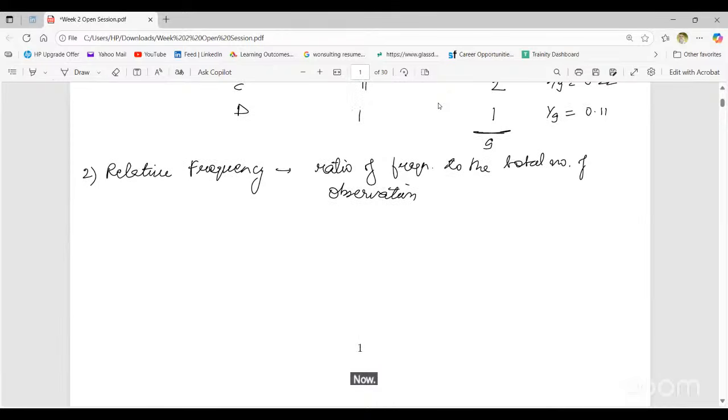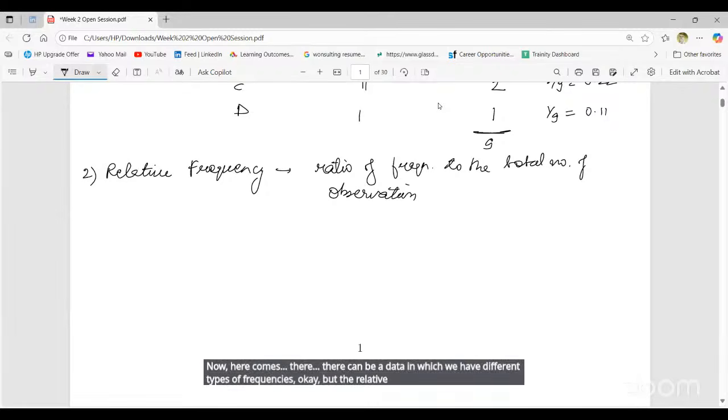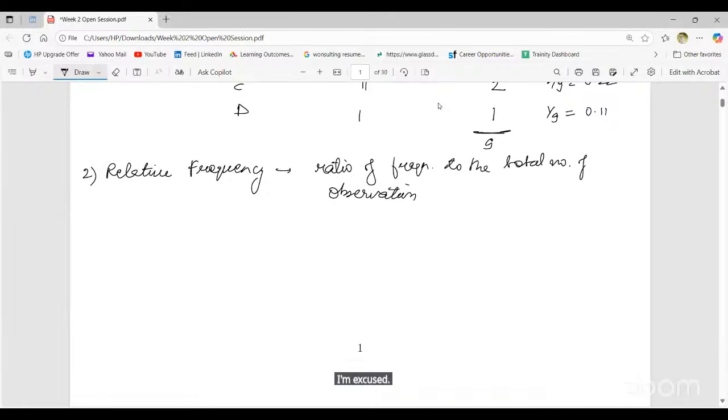Now here comes, there can be data in which we have different types of frequencies. Okay, but the relative frequencies. Ma'am, excuse me. Can we relate the relative frequency to the average number? Like finding the average? Yeah, it's the same. Correct.